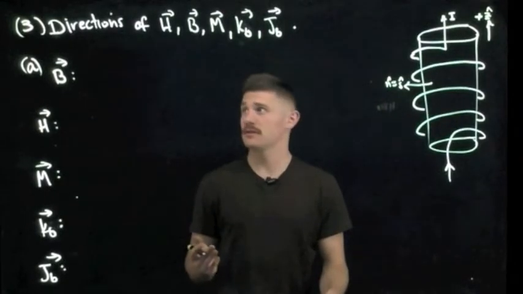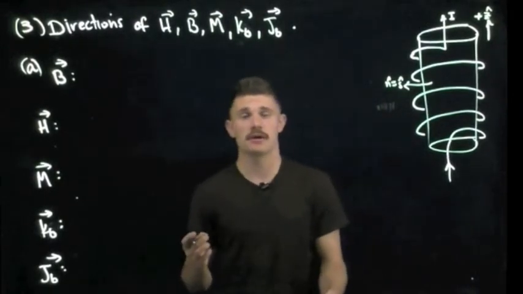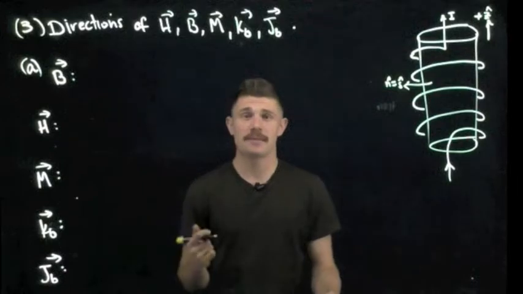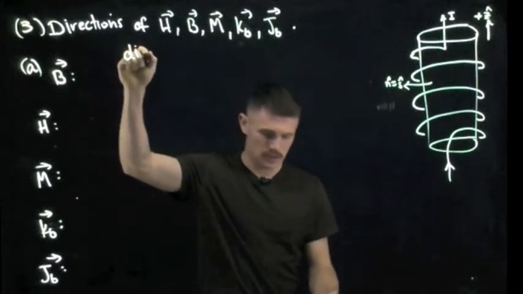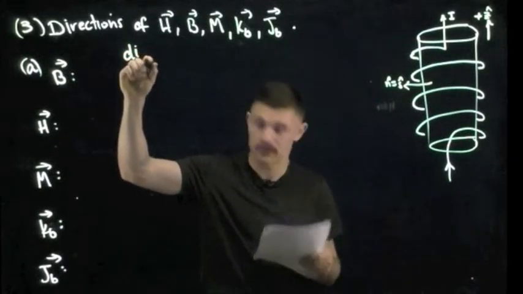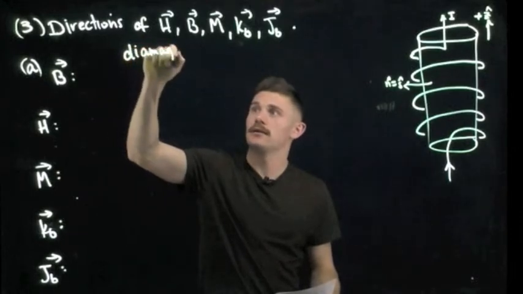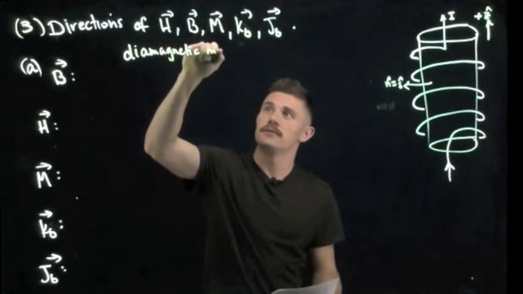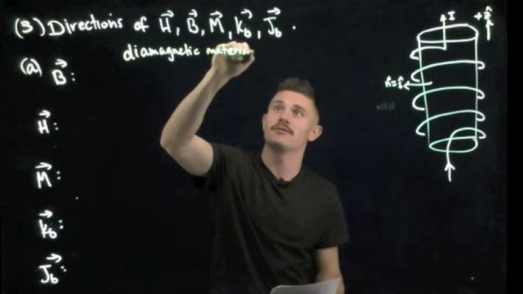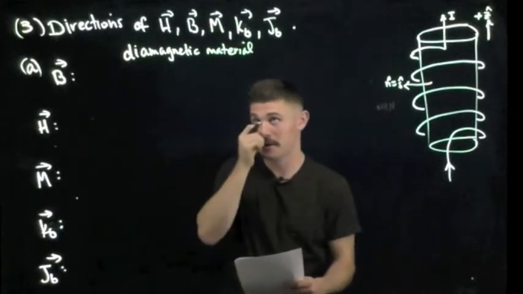Part B of question 3 asks us to find the same as part A, except for a diamagnetic material. So, diamagnetic material. I could have that spelled wrong from my notes, but we'll go with diamagnetic.